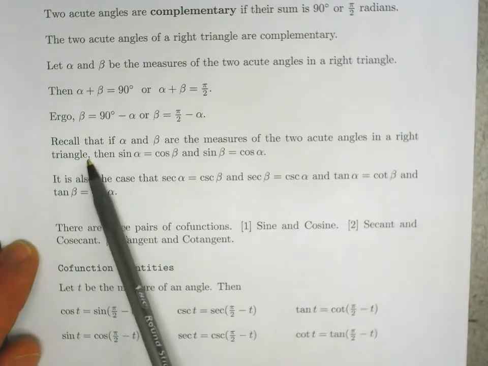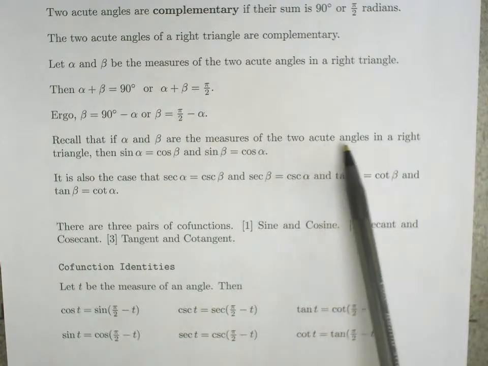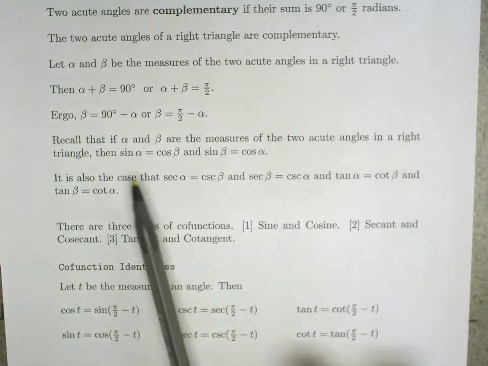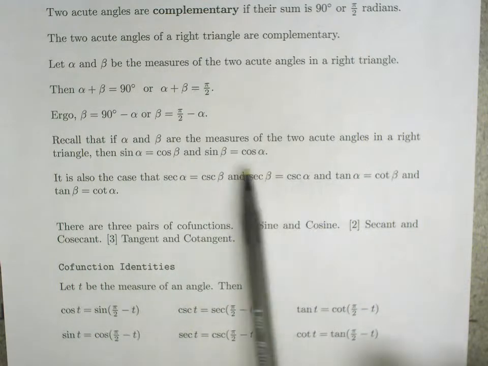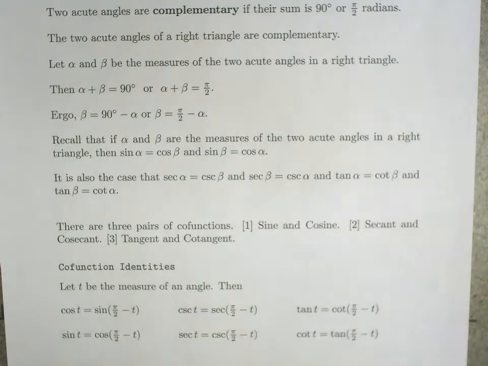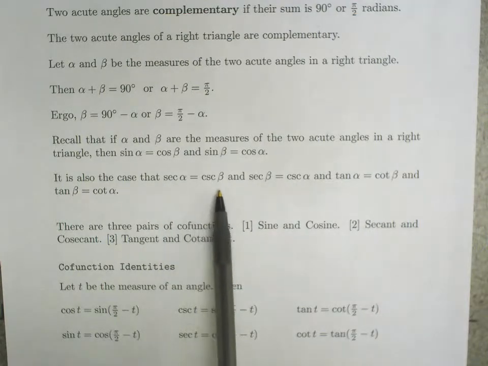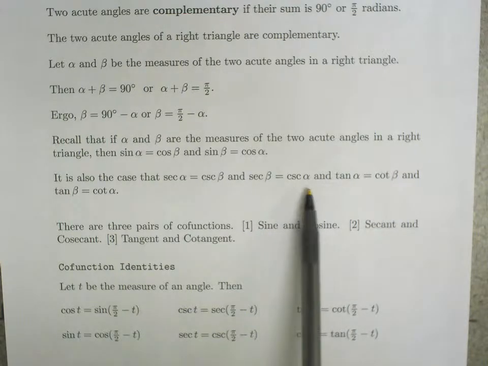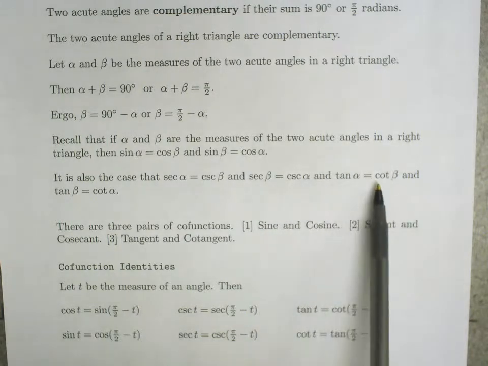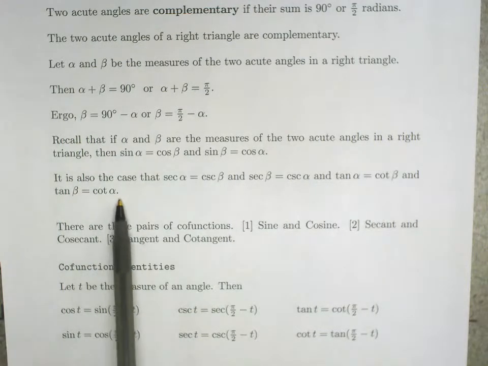Okay, so recall from a couple of minutes ago that if alpha and beta are the measures of the two acute angles in a right triangle, then the sine of alpha equals the cosine of beta, and vice versa. Sine of beta equals cosine of alpha. And it turns out that it's also the case that secant of alpha equals cosecant of beta, and secant of beta equals cosecant of alpha. The tangent of alpha equals cotangent of beta, and the tangent of beta equals cotangent of alpha.